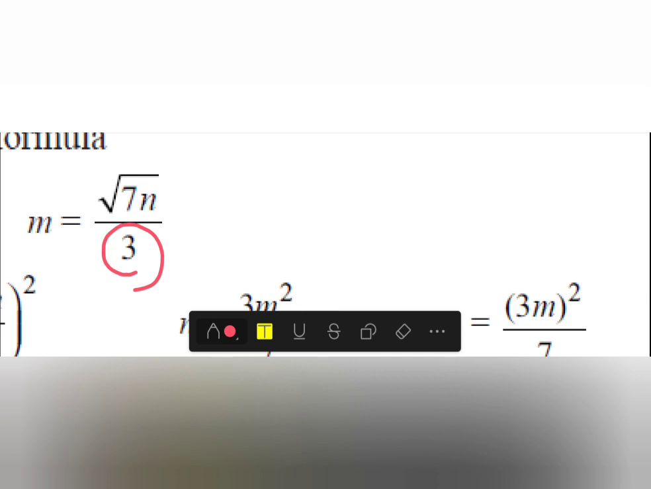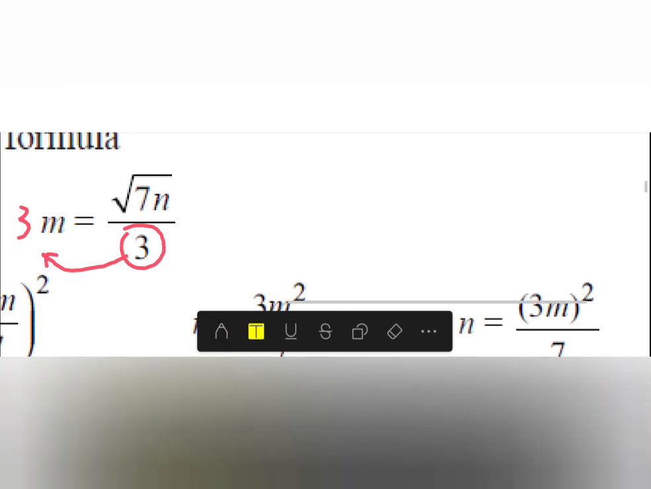Now, the 3 is divided by it. So we have root of 7n divided by 3. And I want to make n alone. So I have to get rid of every number or variable next to it. So I'm going to start with this. Now, if the root is not covering the 3, I can get rid of the 3. But if the root is covering the 3, I can't get rid of the 3 until I remove the root. So now I can get rid of it. It's divided here, so I'm going to do the opposite of division. I'm going to take it to the other side by multiplying. So the 3 goes here by multiplying. So it's going to be 3m.